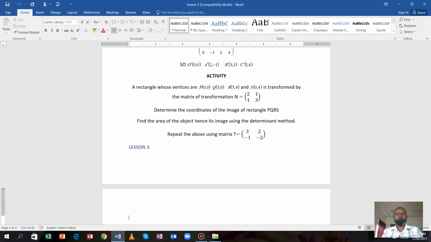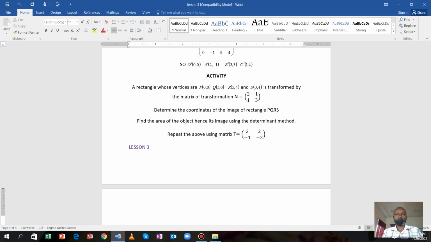Then I was asking also to find the area of the object. Hence, from there, hence means continuation, get the area of the object. After getting the area of the object, this one you can sketch the object to see how it looks like, and then find the area. Then you use the determinant to get the area of the what? The image, for P prime, Q prime, R prime, S prime.